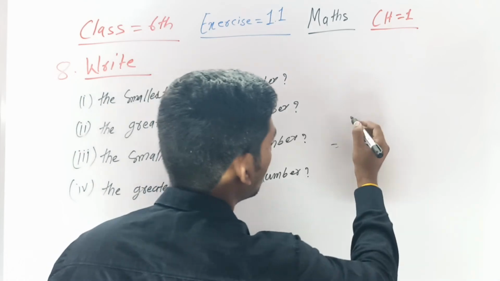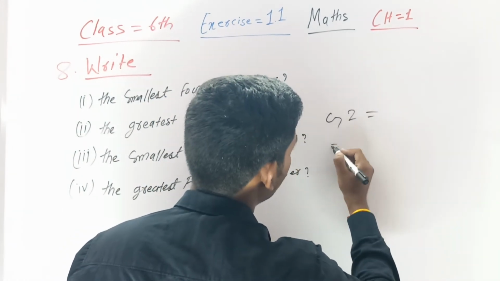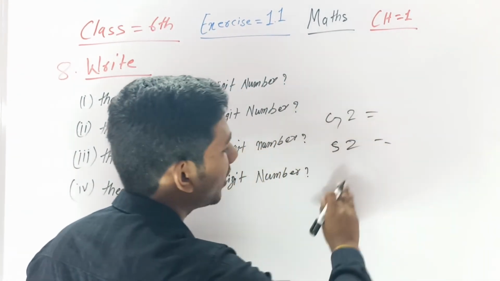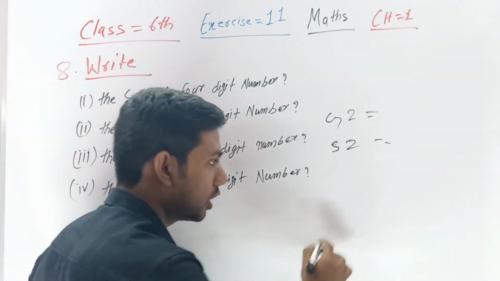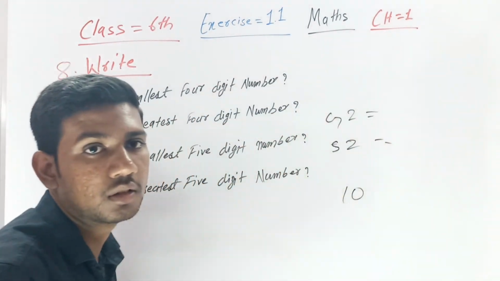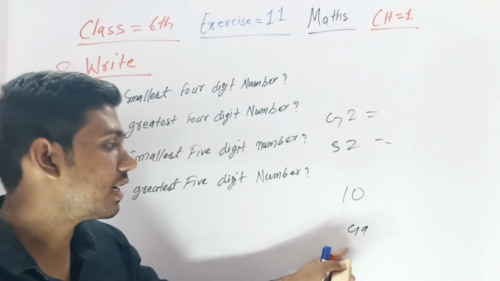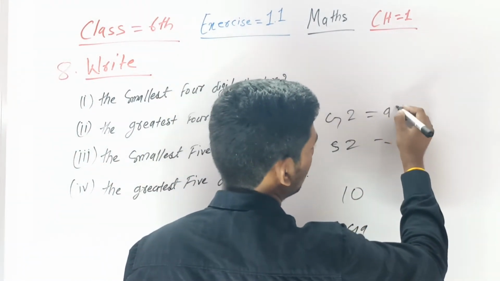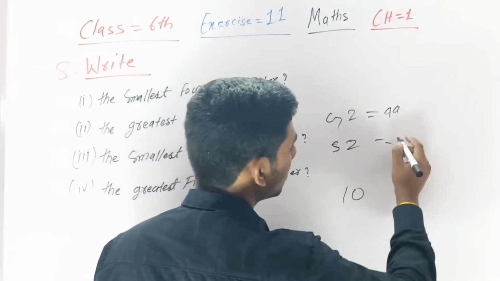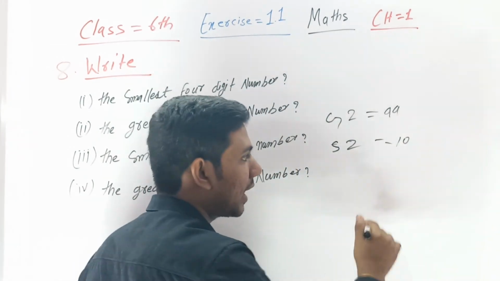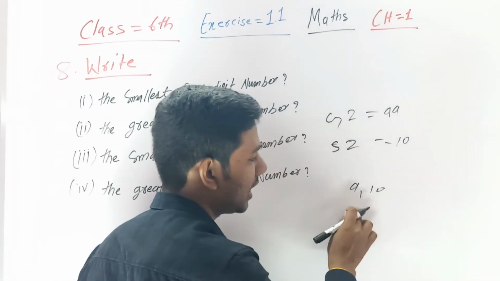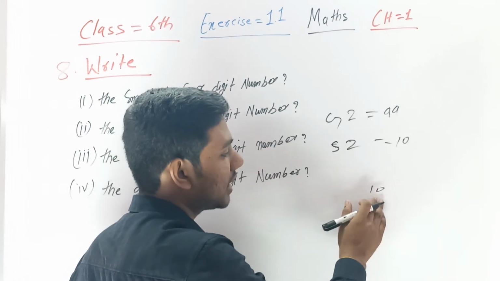Alright. So 2 digit greater number, 2 digit smaller number. What is the 2 digit greater number? Lots of people say 10, then what about 99? 99 is the 2 digit greater number and the 2 digit smaller number is 10. Why? Because if you go back, that will be 9 and 10 only. So 9 is the 1 digit greater number, so 10 is the smaller 2 digit number.